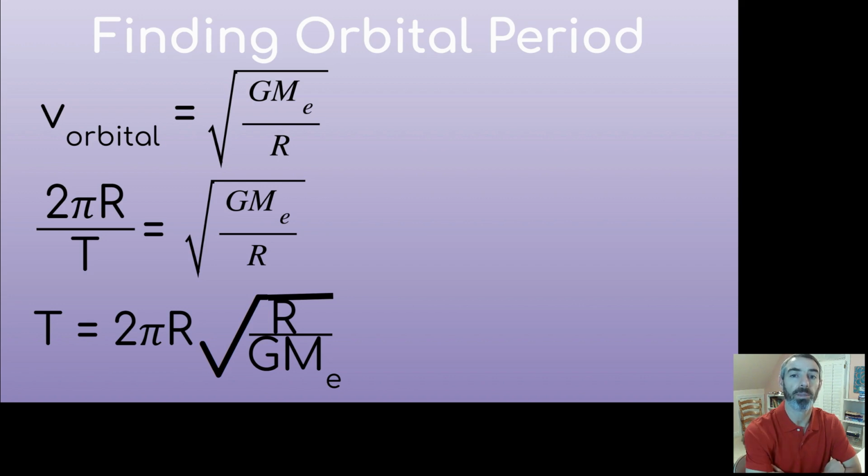You can see that the period of the orbit only depends on the radius of the satellite's orbit, the radius of the Earth plus the altitude. And we can see that the bigger the radius, the longer the period of time it's going to take to travel around the Earth.